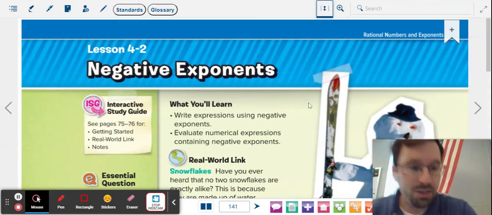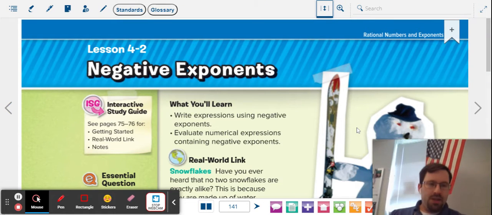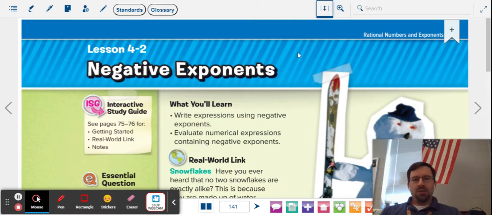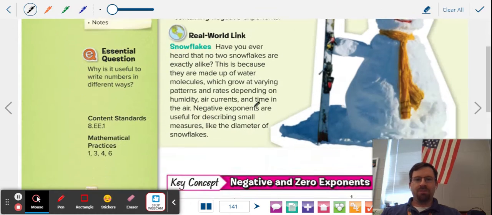All right, hello again, pre-algebra. Today we are looking at negative exponents as opposed to regular exponents. So what is a negative exponent really?